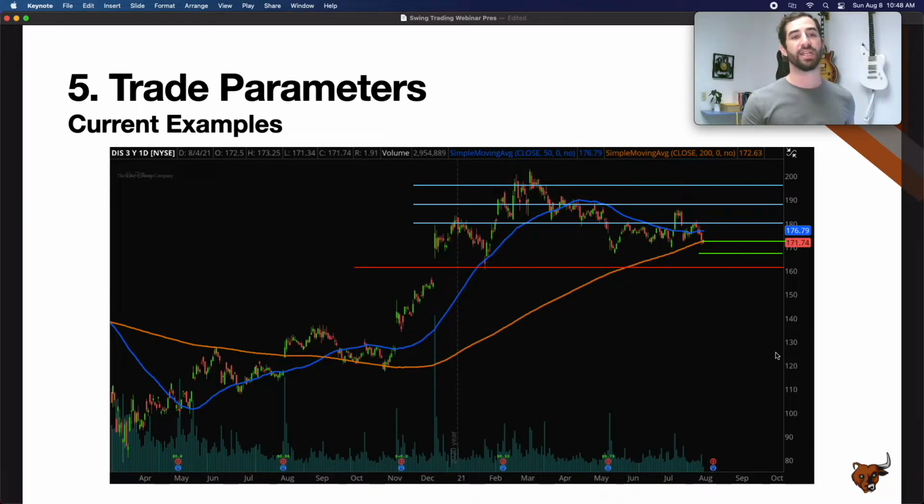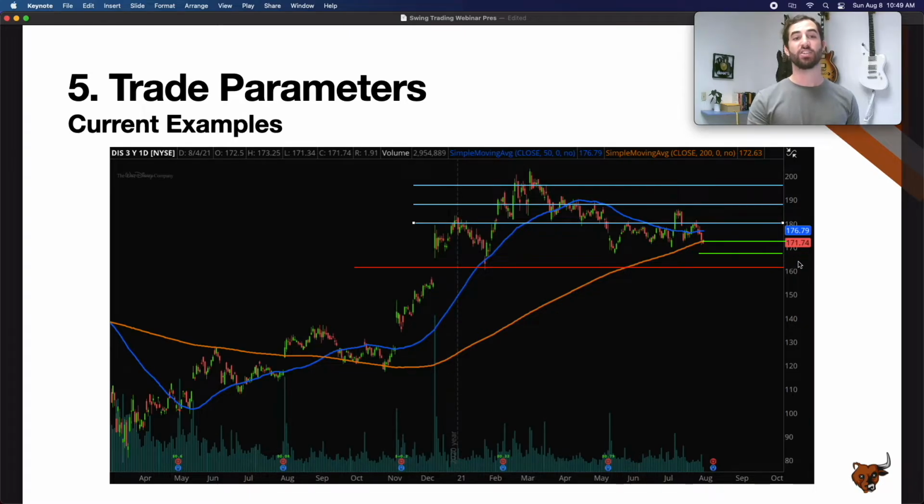Anyway, going back to our example, we bought half position at 171, bought half position at 165. Our average position is somewhere around 168. With our stop loss at 161, we have $7 to the downside. But from 168 to 181, which is our first profit target, we have about $13.